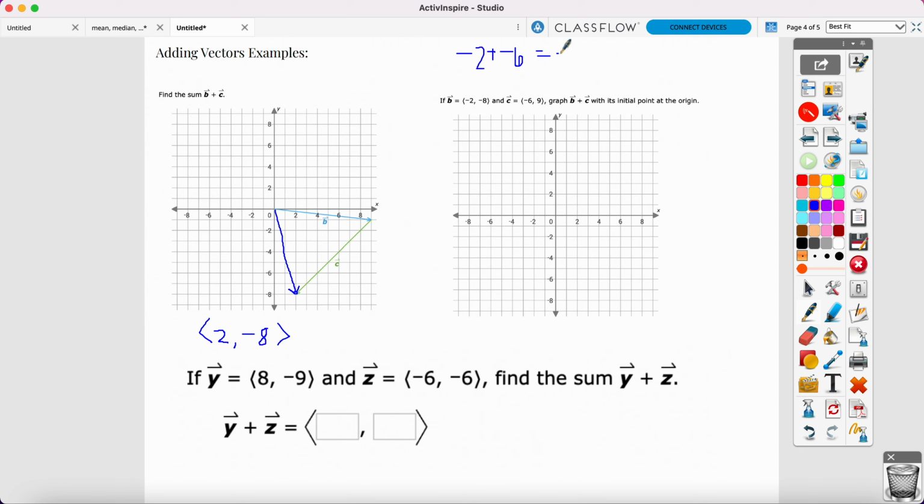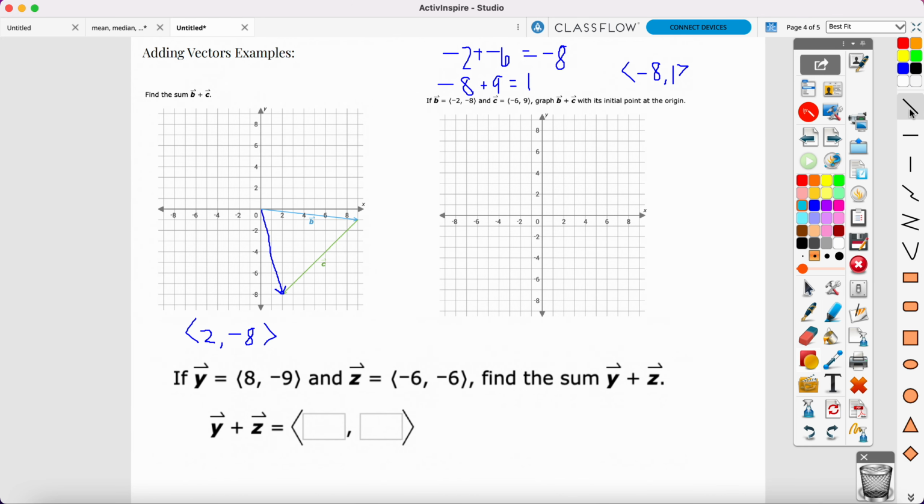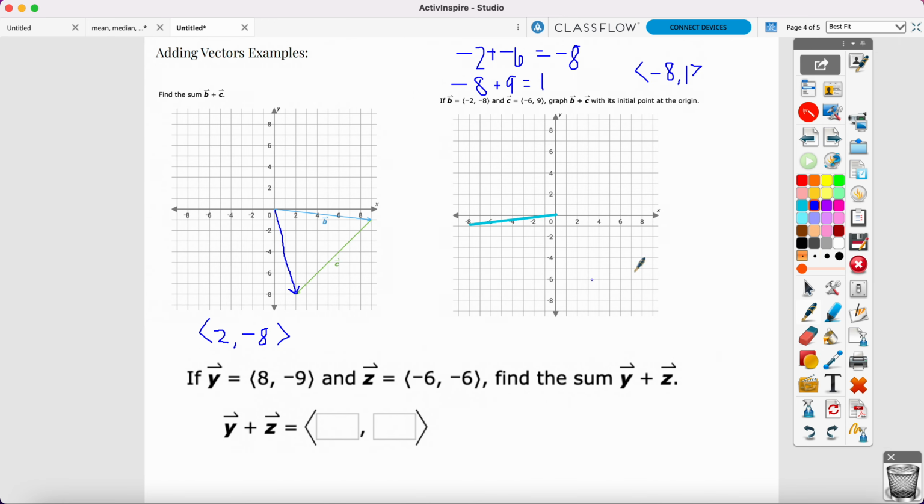So since negative 2 and negative 6 are our x components, we do negative 2 plus negative 6, which is negative 8. That's our x part of the component form. And then we have negative 8 plus 9, which is 1. And so together, in component form, this vector is negative 8, comma, 1. So now we graph that. We just need to start at the origin, as it says, and we need to go left 8, down 1. That is our component form of the vector.